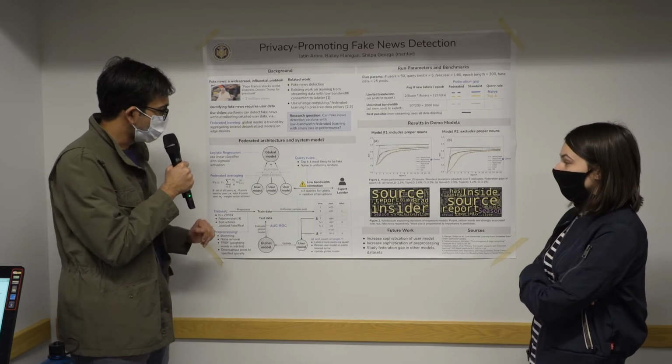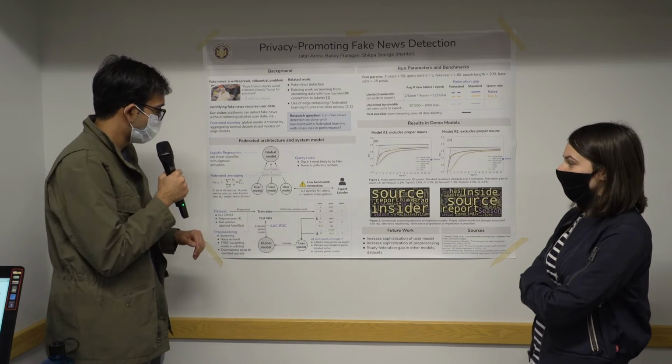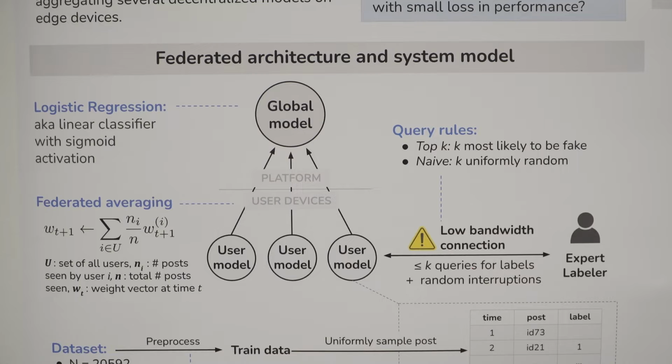So let me take you through in a bit more detail what our architecture and models look like. So we have the platform, we have user devices. Finally, we have this third entity called the labeler. The platform stores the global model, which is like a logistic regressor. Think of it like a linear classifier with some fancy activation function. The user model goes like this.